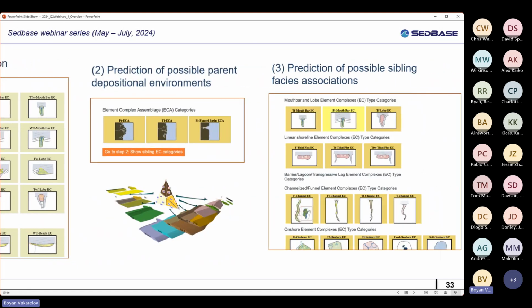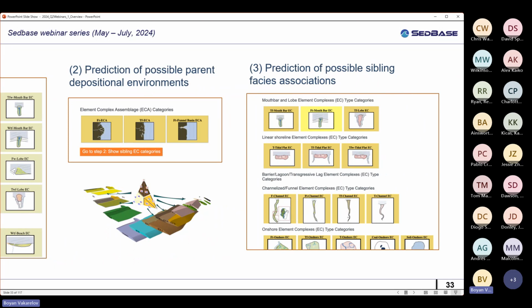The other thing that these modules can then do is actually tell you what types of siblings can occur in the same interval which you are not penetrating. So in this case, you're being told that there might be other types of mouth bar deposits, there might be tidal flats, there might be different types of channels. Again, the point here is this app is not giving you answers, but it is making suggestions of things which you might not have thought about in terms of architectural complexity, which might be present in the subsurface and which you might want to capture in your modeling potentially.